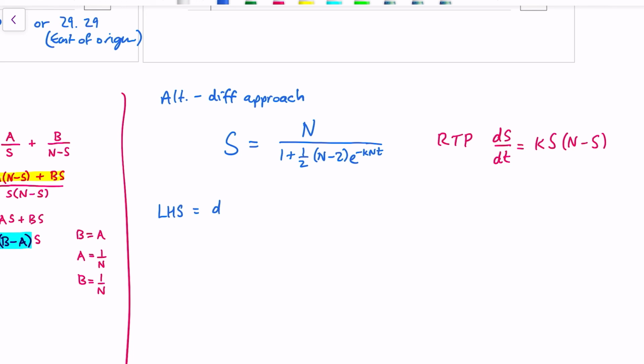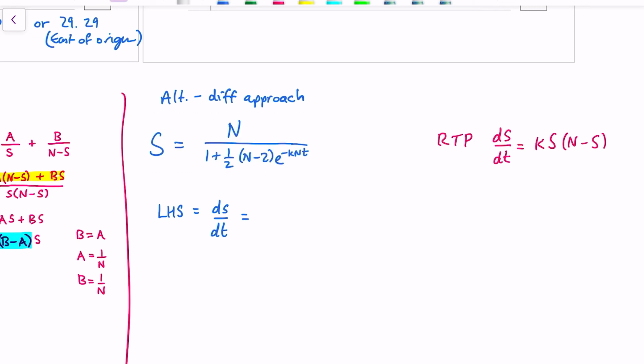Okay, so left hand side is ds dt. So we need to differentiate this with respect to t. First thing I'm going to do is not use the quotient rule, because n is just a constant. I'm going to rewrite this s as, take all this denominator up to the numerator, and make it to the power of negative 1. Then I can use chain rule.